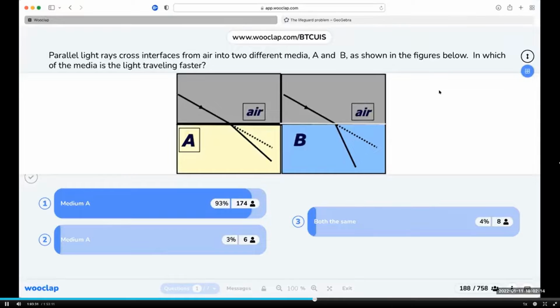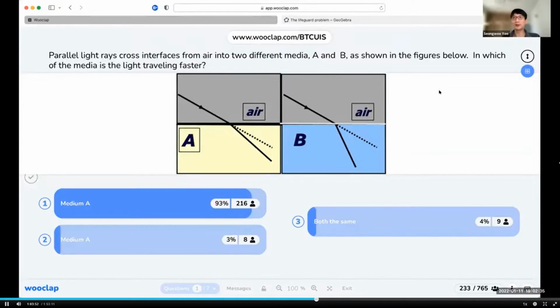Why both medium A? Oh, sorry. Well, yeah, there is a typo. The second answer must be medium B. It should read medium B, all right? So medium A, medium B, or both the same. Very good. Thank you.